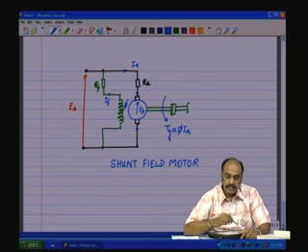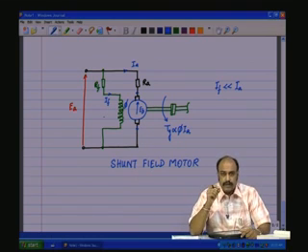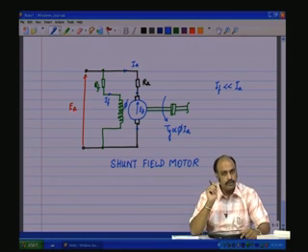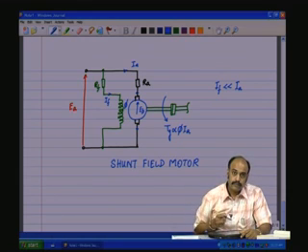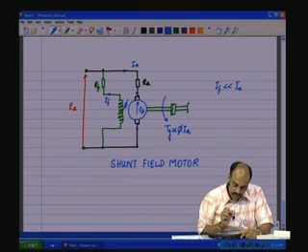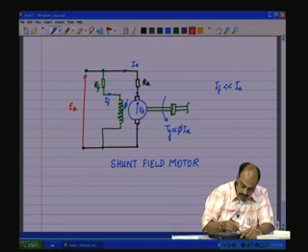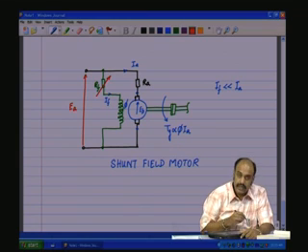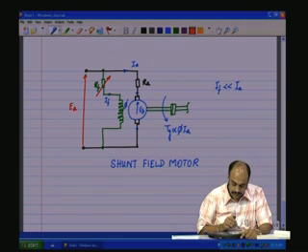So, the field current generally is very small compared to IA. IF is very small compared to IA, and therefore, the field coil can be rated for a lower current, and therefore, the gauge of the field wire, that is the thickness, will be very small in general compared to the armature winding thickness. By making RF variable, the field current IF can be controlled, or the flux can be controlled as a consequence, and therefore, the Tg can be controlled.